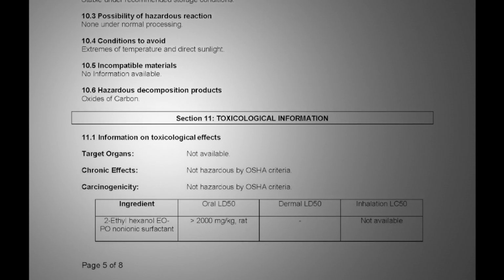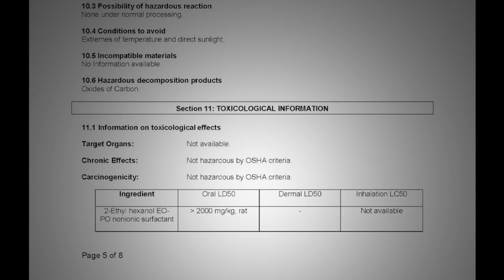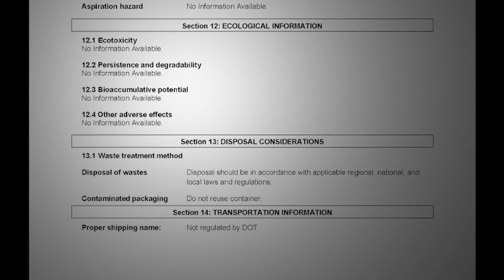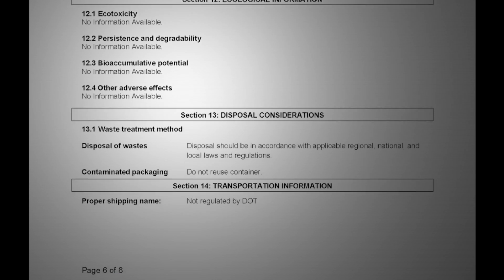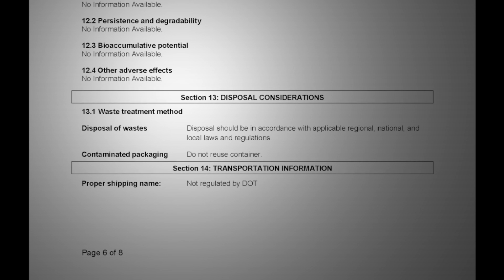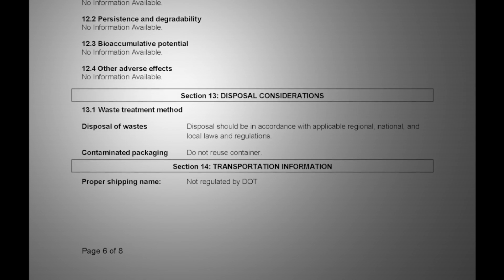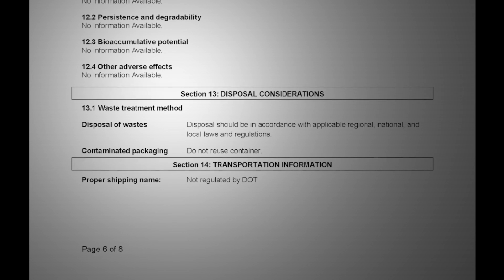Section 11, Toxicology Information. This section informs you of the likely routes of exposure, acute and chronic effects, and numeric measures of toxicity. Section 12, Ecological Information. This section will provide information to evaluate the environmental impact if it's released. Section 13, Disposal Considerations. This section offers guidance on proper disposal, along with recycling instructions and safe handling practices.